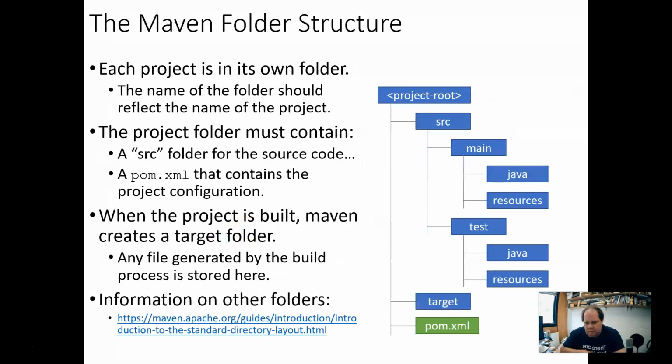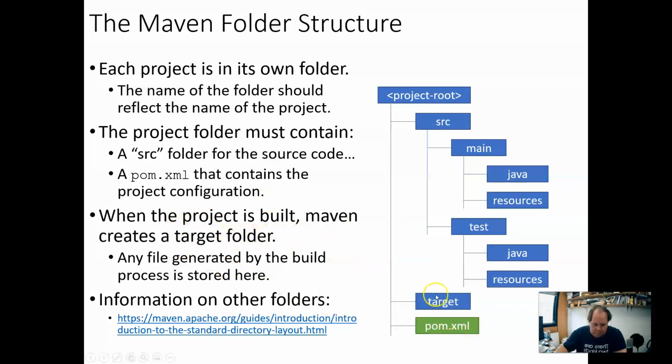So let's go into a bit more detail. Each project in Maven has its own folder. It's the project root folder, and the common convention is that the name of that folder should reflect the name of the project. So if you're going to develop a Hello Maven project, then you should really call that project root folder Hello Maven. The project folder must contain a source folder, which is where all the source code will go, and it must contain a pom.xml, which contains the project configuration.